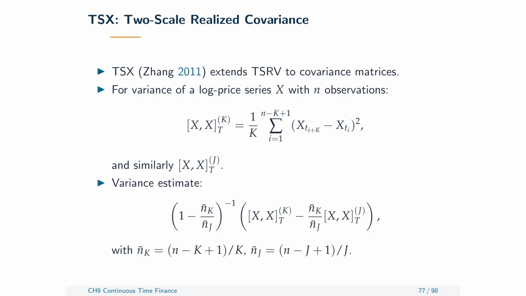Two-scale realized covariance, or TSX, extends two-scale volatility to a covariance matrix. Diagonal entries combine variance estimates at two scales to cancel leading noise bias.